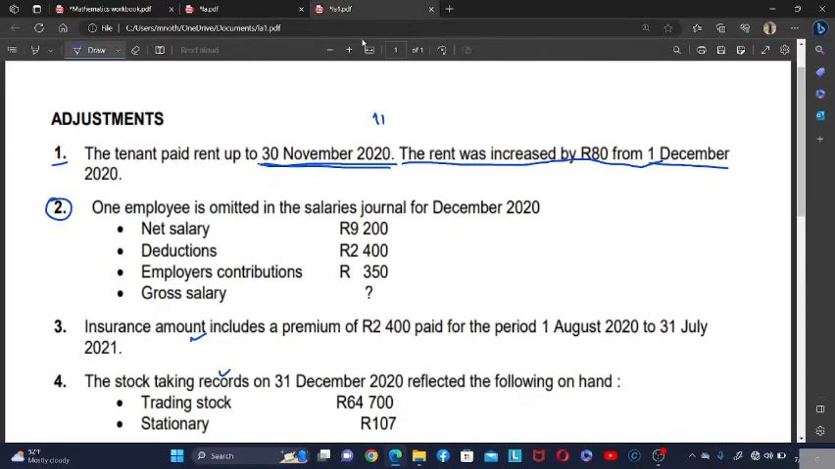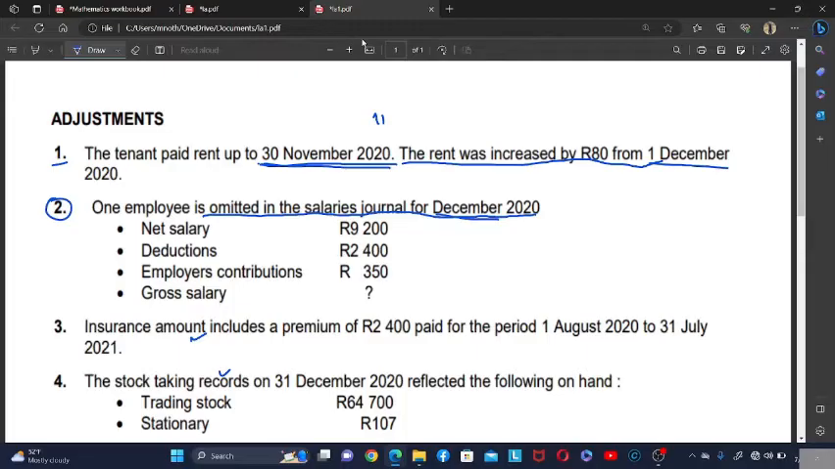Now let's go to the adjustment. We are told that an employee's salary was omitted from the salaries journal for December 2020. So this salary must be recorded in this financial year, and it was omitted. We know that it belongs in this financial year, and we must remember the matching concept. It is saying that expenses should be recorded in the year that they belong in. So this salary of this employee belongs in this year that ends on December 2020, so we must go and record it in the salary of this year.